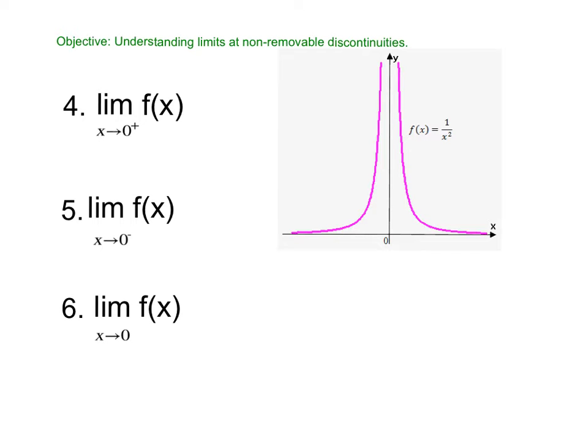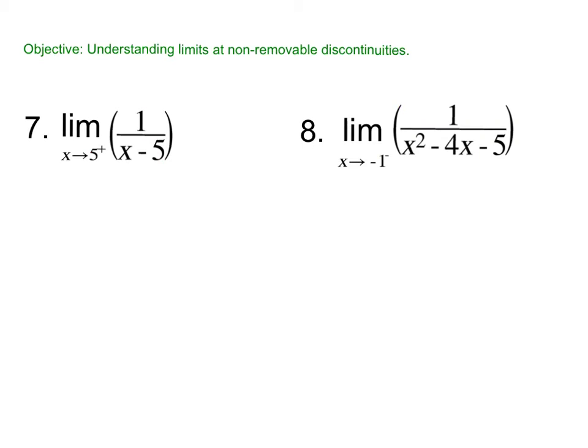All right, so we have 1 over x squared. What is the limit as x approaches 0 from the right? It is infinity, right? From the right, we're going up. How about from the left? We are going up. So does the limit exist? It does because they're the same. It's infinity. So the limit can be infinity in this case.